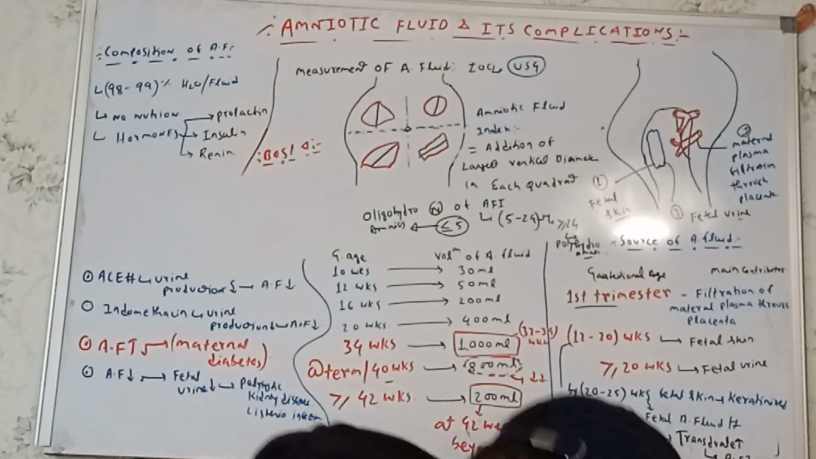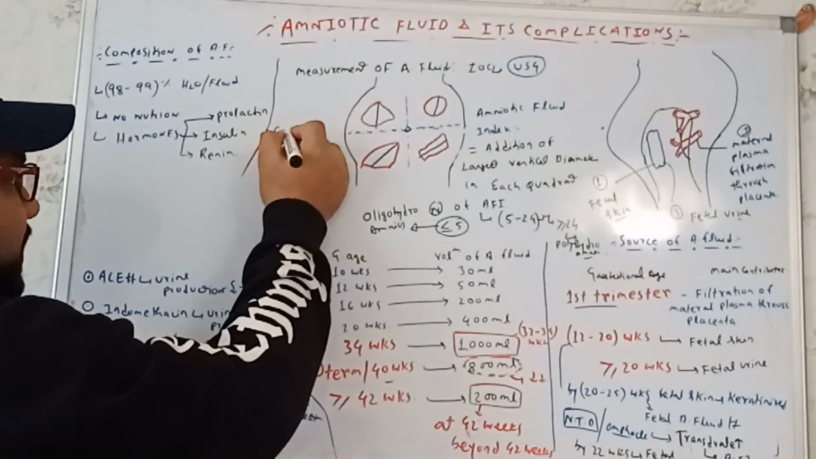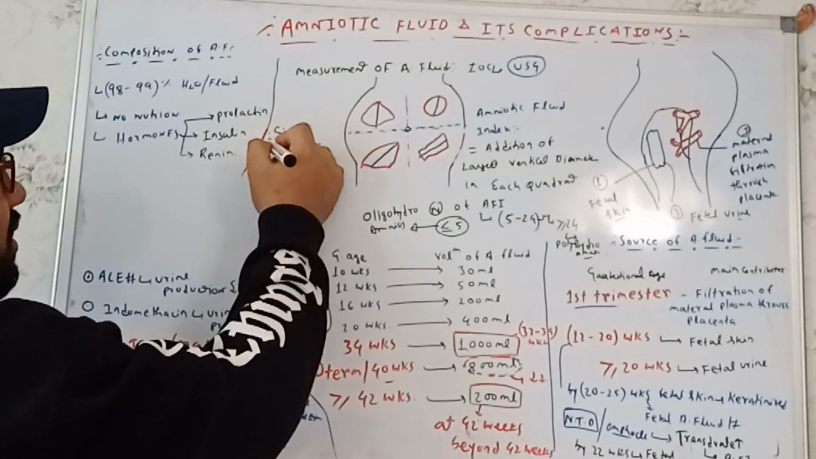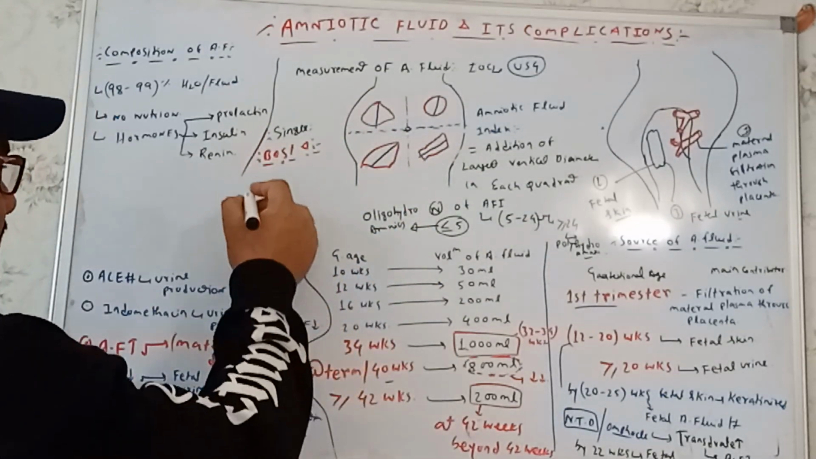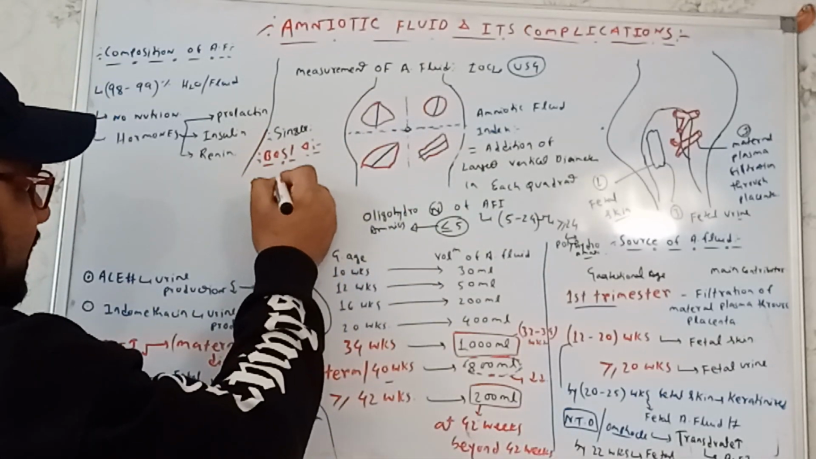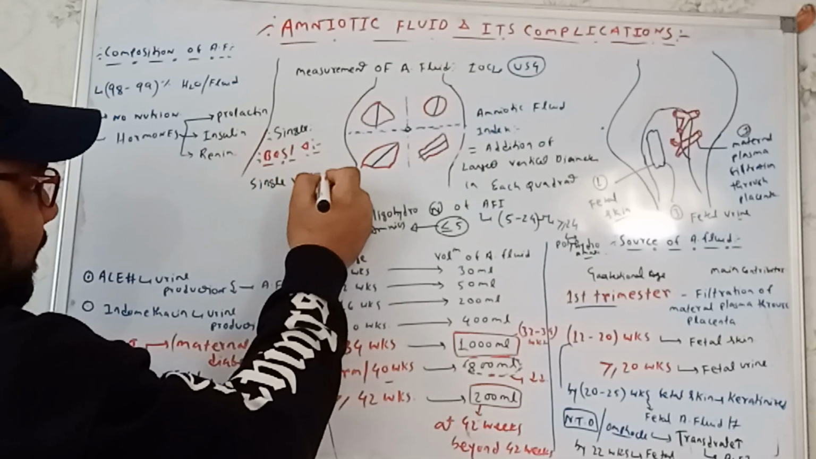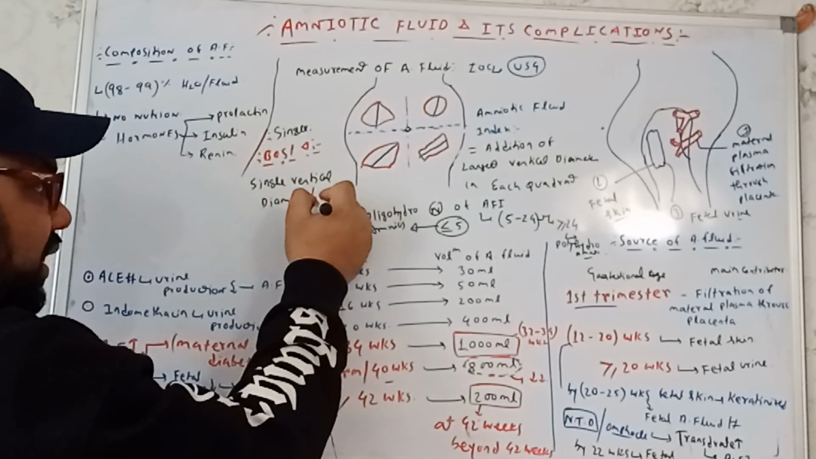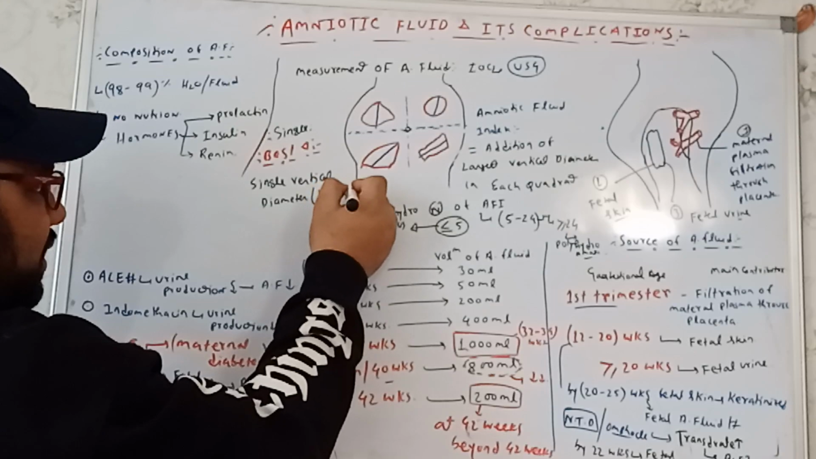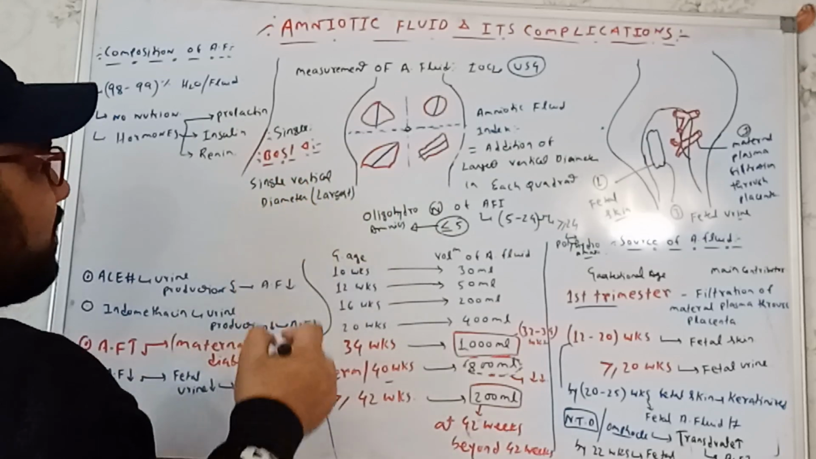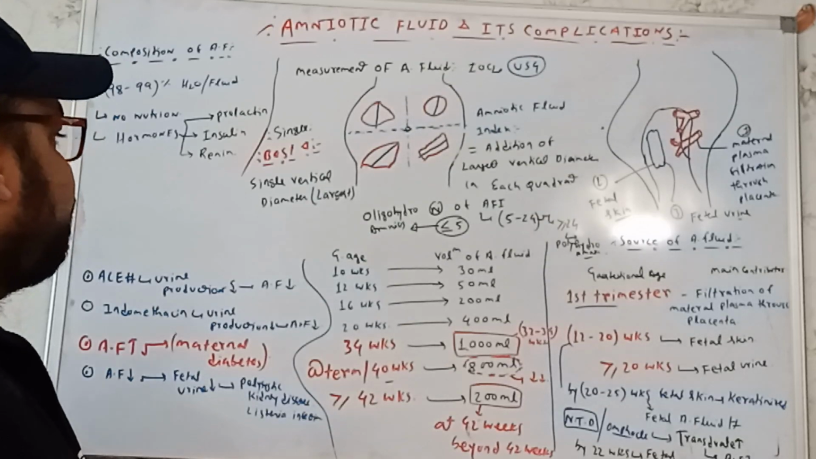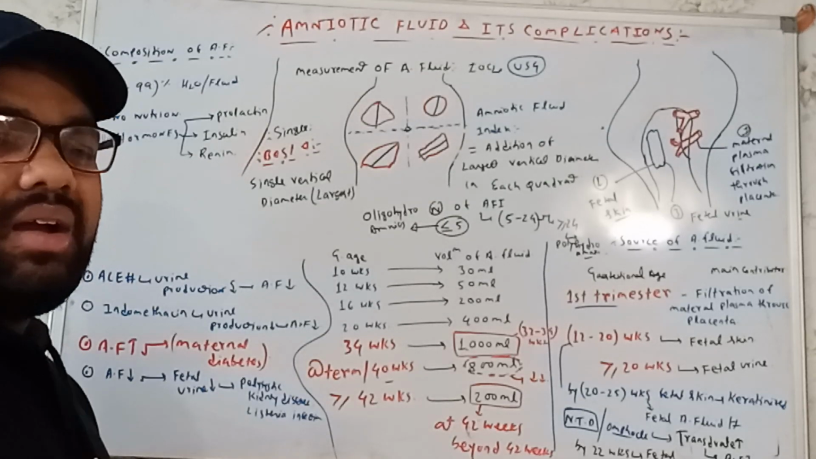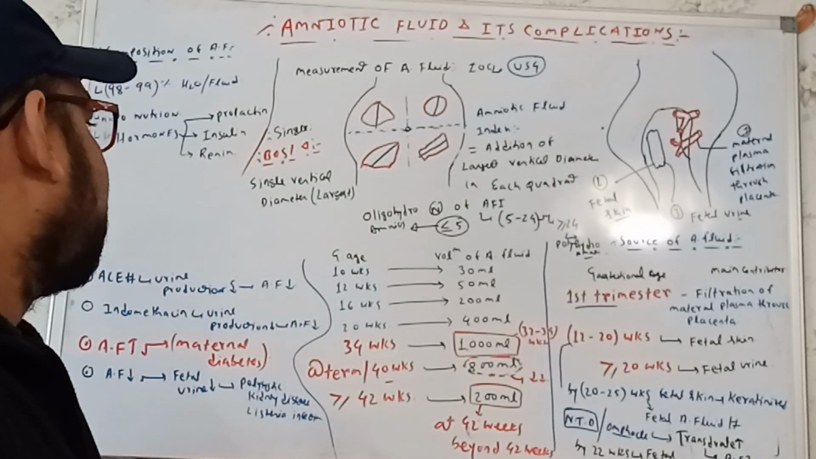Now, what did I say? The single best investigation for either twin or normal pregnancy will be the single vertical diameter, and we have to take the largest one. Another name is single deep diameter. The terminology is known as single deep diameter. But for now, we can use the single vertical diameter.